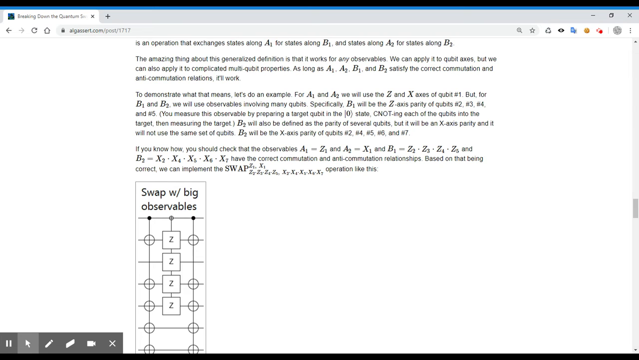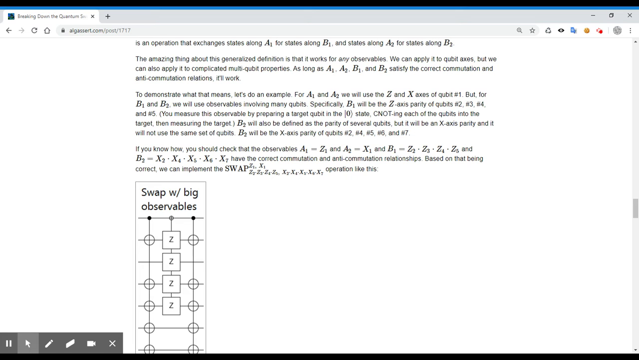B2 will be defined as the parity of several qubits, but it will be an x-axis parity, and it will not use the same set of qubits. B2 will be the x-axis parity of qubits. You should check that the observables A1 equals Z1 and A2 equals X1, and B1 and B2, have the correct commutation and anticommutation relationships.